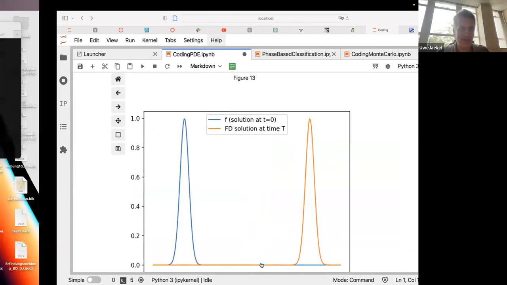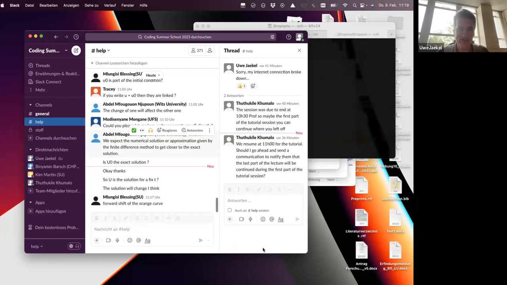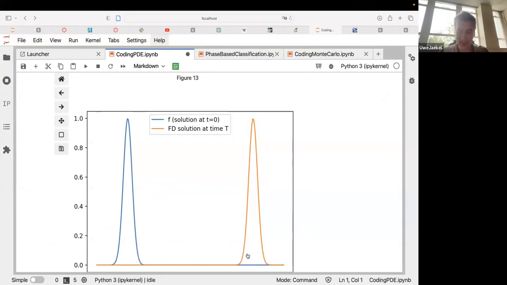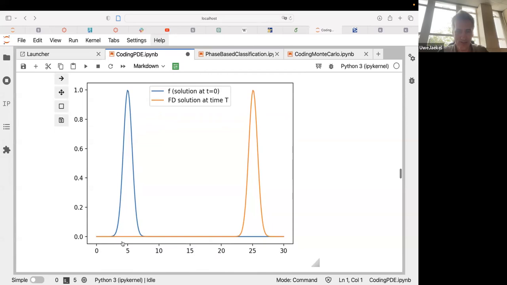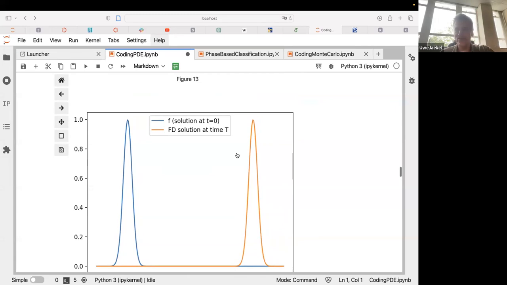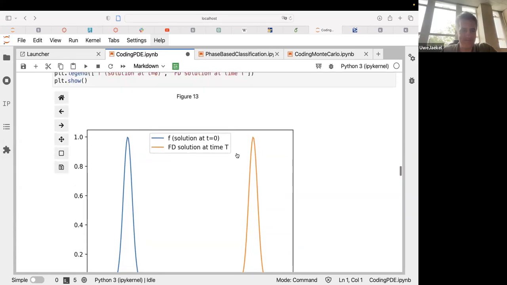My next question to you is, we are coming closer and closer to the right boundary. If I go to time equals 25, what will happen then? We expect that the peak should move to 30, but what will happen to the curve? We leave our interval now. What will happen?